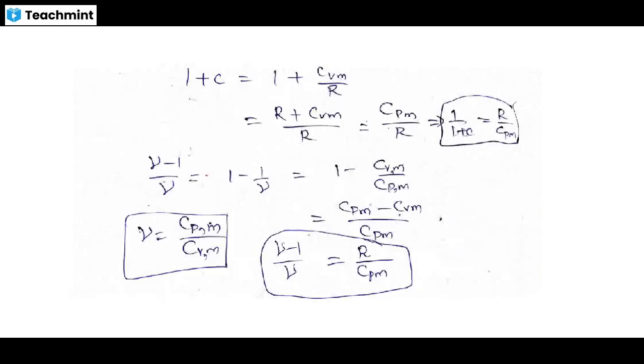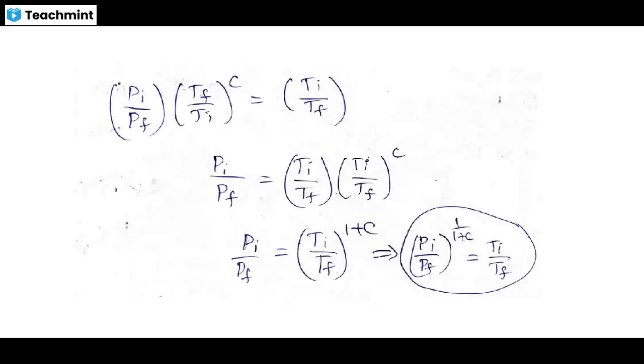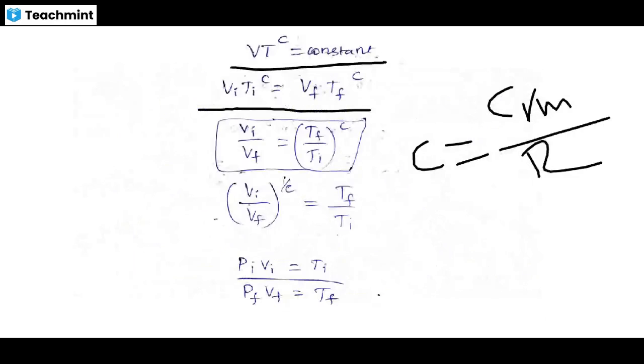You see here Cv equals m divided by R. So this is the formula. You take TV^C equal to constant, so TiVi^C is equal to TfVf^C. So you take Vi by Vf equal to Tf by Ti the whole power C.